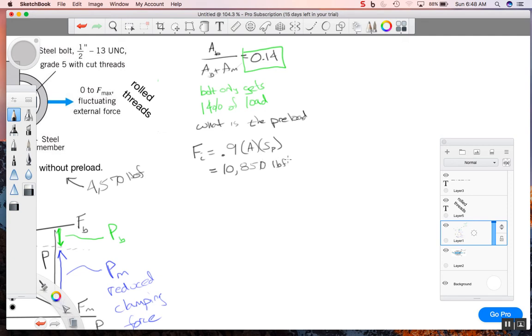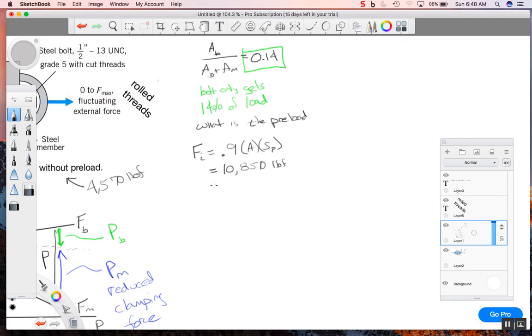pound force. Right now, remember, my bolt is only good to about 12,000 pounds, 13,000 pounds, and I'm going to use 10,000 of it. I'm going to really, really load this thing up before I apply my separating force.